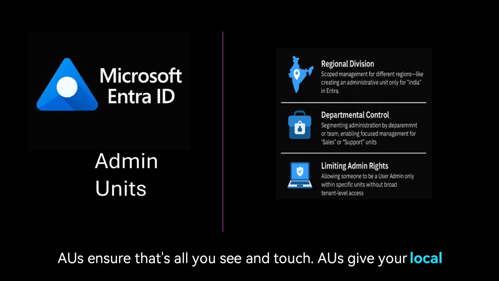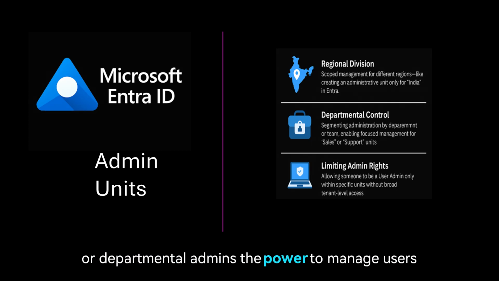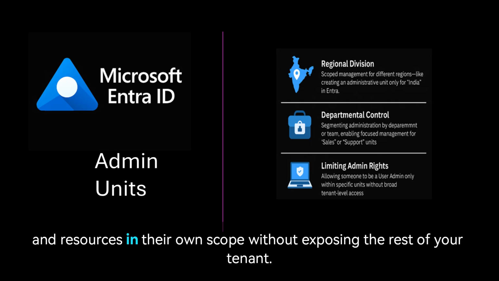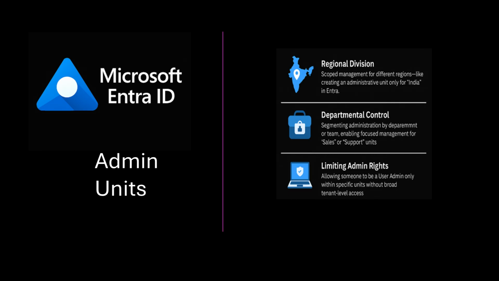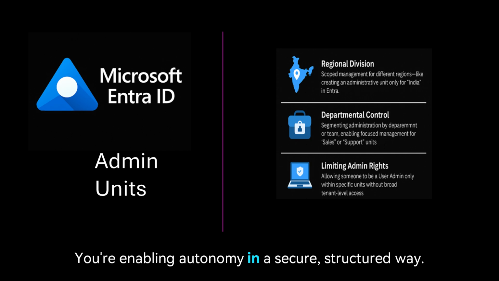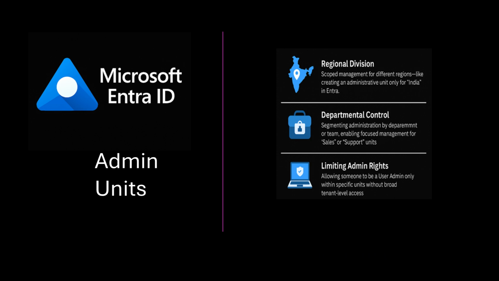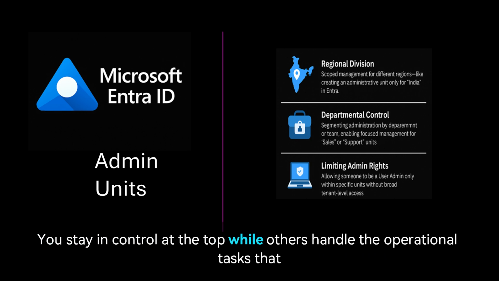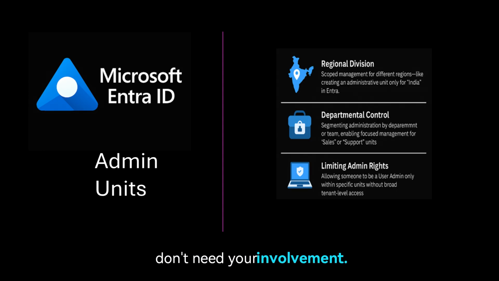AUs give your local or departmental admins the power to manage users and resources in their own scope, without exposing the rest of your tenant. You're enabling autonomy in a secure, structured way. You stay in control at the top, while others handle the operational tasks that don't need your involvement.